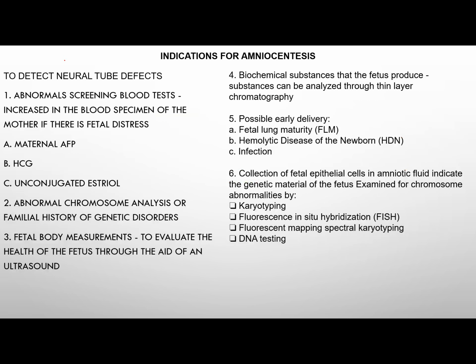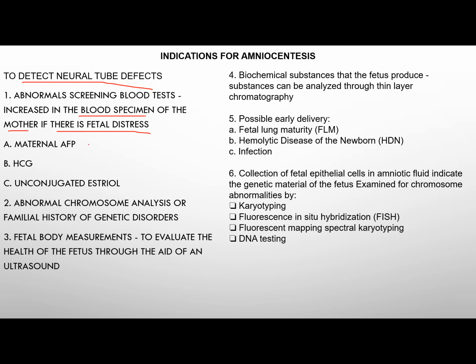Now, when do you do your amniocentesis, class? You would use it primarily to detect neural tube defects. Abnormal screening blood tests increase in the blood specimen of the mother if there is fetal distress. If the baby is suffering from fetal distress, the following would be increased in the blood of the mother.